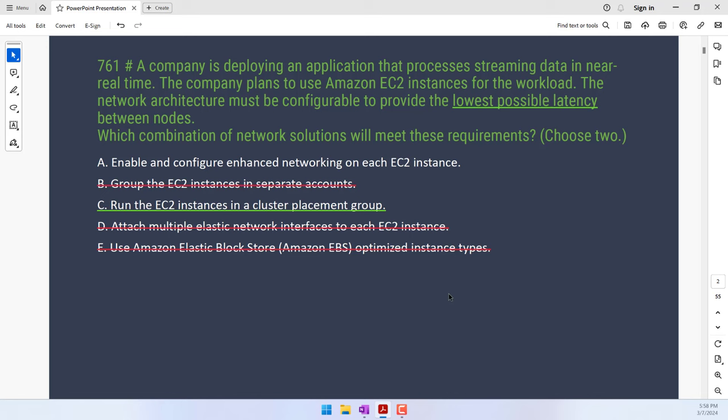Definitely, it's not DMS or SCT, so you can ignore them. Why? Because we already know DMS and SCT are involved in migrating databases. They have nothing to do with migrating on-premises servers. Those servers might be databases, but they might be application servers as well. So you cannot use these two in that case.